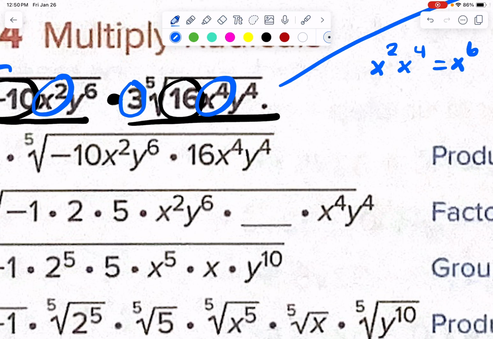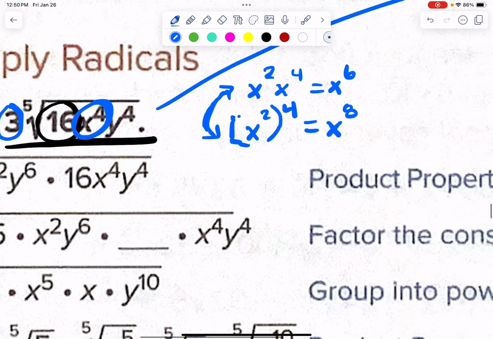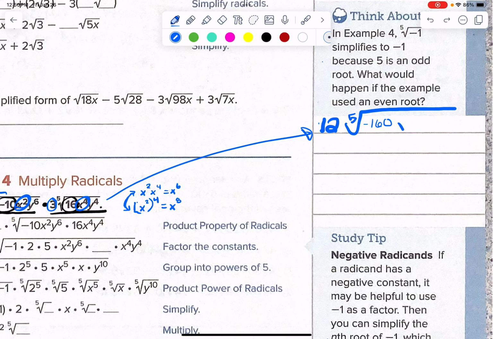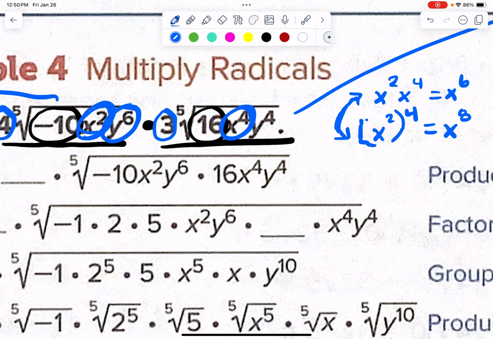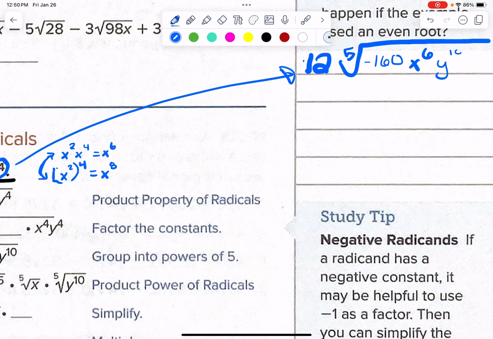Here's what it has to look like in order for me to multiply exponents. This is when I would multiply the exponents, okay? So that would be x to the 8th power, all right? So just keep those separated in your mind of when you add and when you multiply. Here you're adding. So x squared and x to the 4th becomes x to the 6th power underneath, okay? X to the 6th power, okay? Then we have y to the 6th and y to the 4th, and again, you're adding the exponents, so that becomes y to the 10th power, okay?